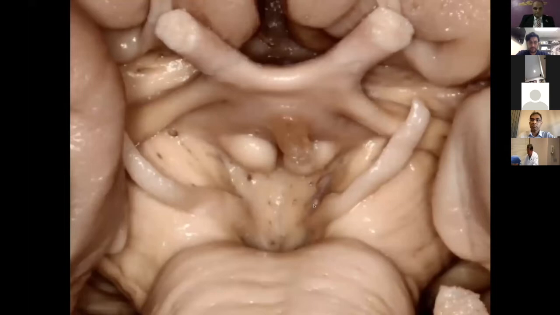In this view, with more zoom, we can observe again this interpeduncular fossa and the posterior perforated or fenestrated substance where it's full of small branches from the posterior circulation. This is very, very important.